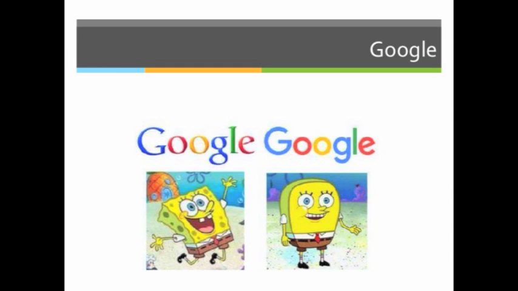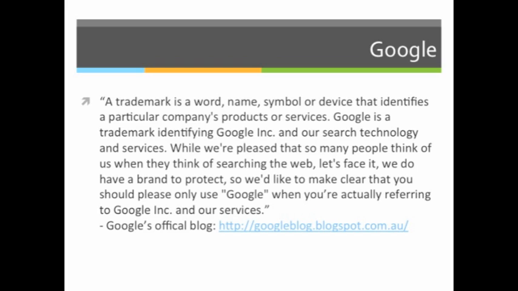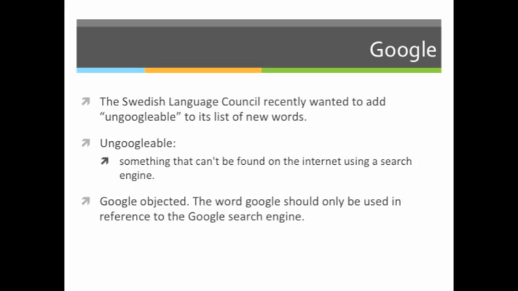Now, looking at Google. Google is very conscious of the fact that its overwhelming success is creating the risk that its trademark may become generic, as can be seen in this extract from Google's official blog. A trademark is a word, name, symbol, or device that identifies a particular company's products or services. Google is a trademark identifying Google Incorporated and our search technology and services. While we're pleased that so many people think of us when they think of searching the web, let's face it, we do have a brand to protect, so we'd like to make clear that you should please only use Google when you are actually referring to Google Incorporated and our services.